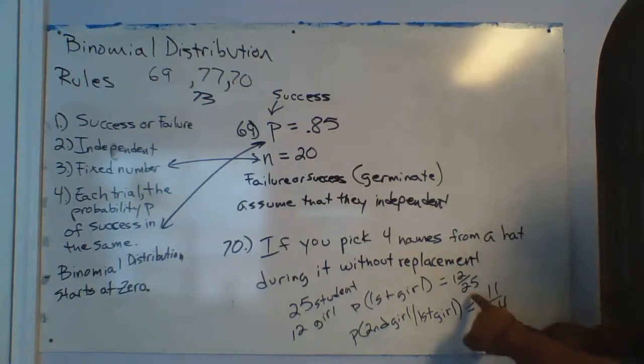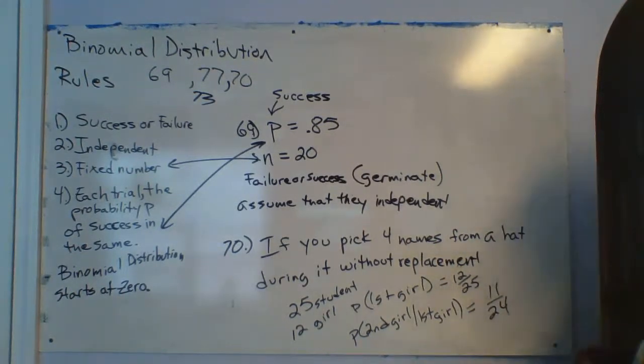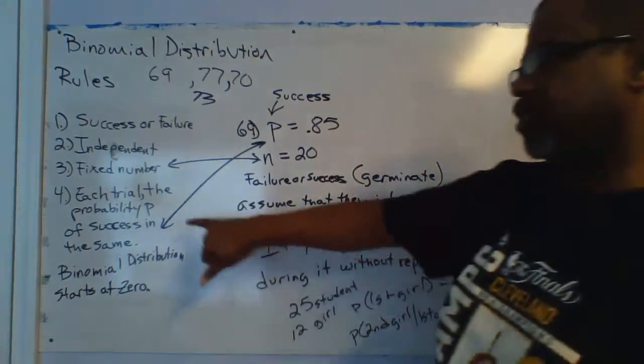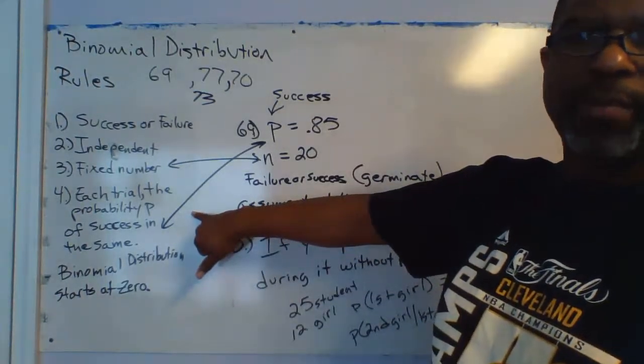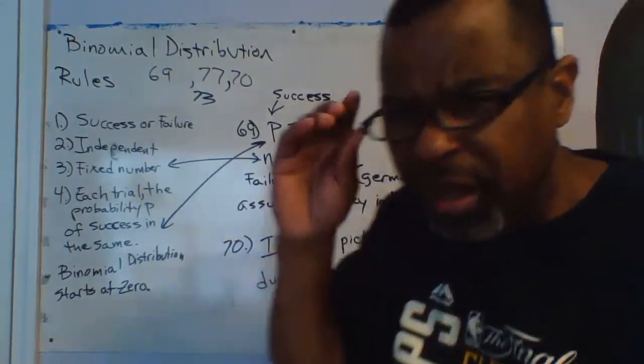So the probability of success for each one is going to change because you're doing this without replacement. So this fourth rule is not being followed. So it's not a binomial distribution.